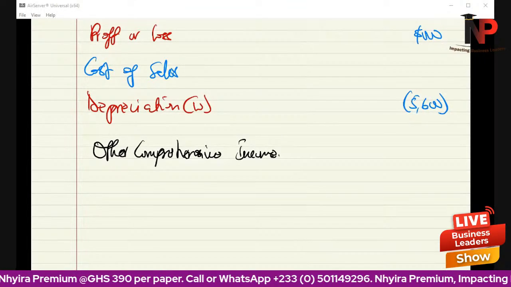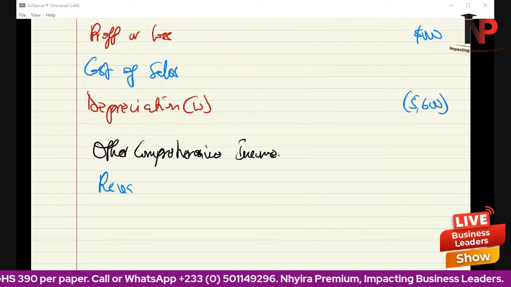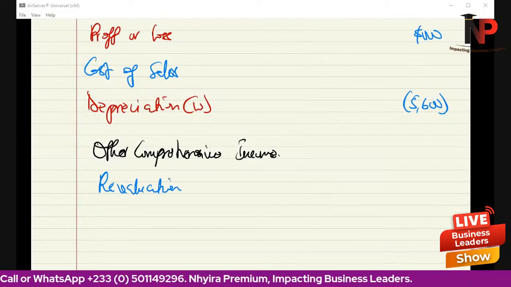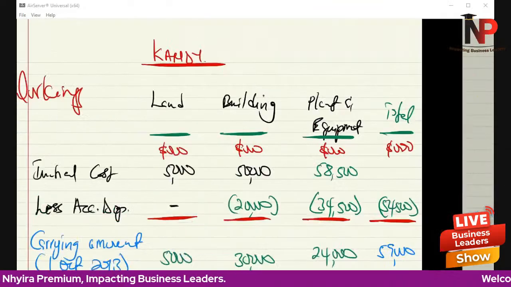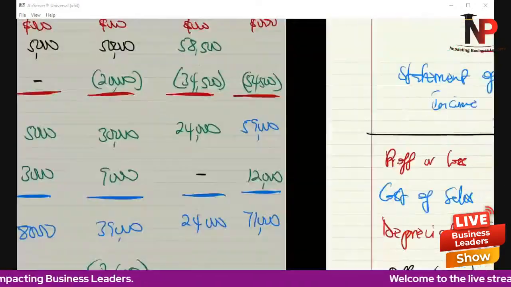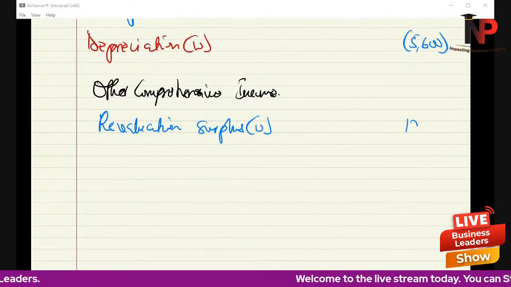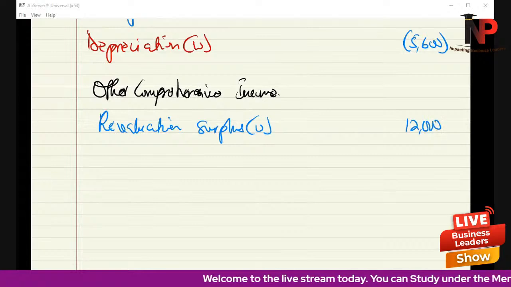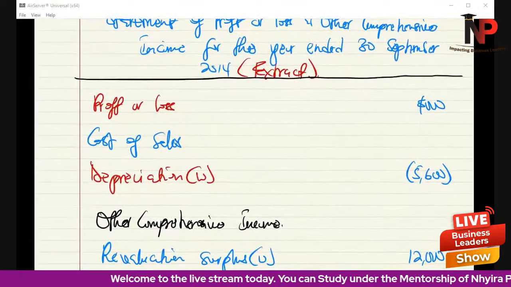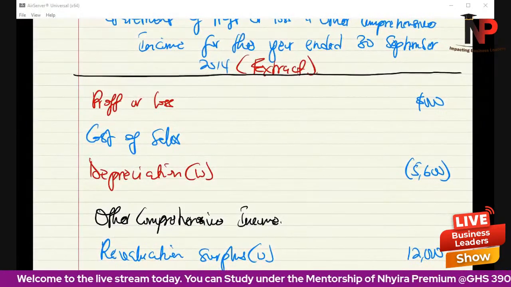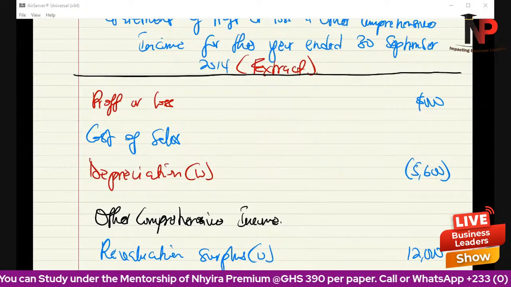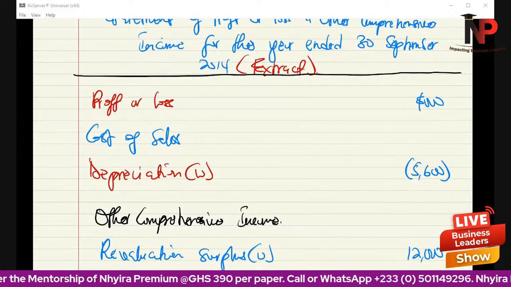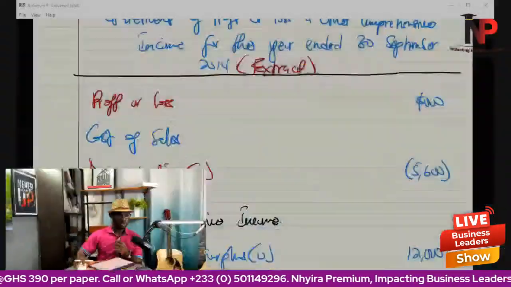In the other comprehensive income, we're going to bring in the revaluation surplus or the revaluation gain. Also from our workings, which was $12,000. So that is our statement of profit or loss and OCI. Very simple, straight to the point. Now I'm gonna do something about that in a moment. So just stay with me as we move ahead with the discussion.